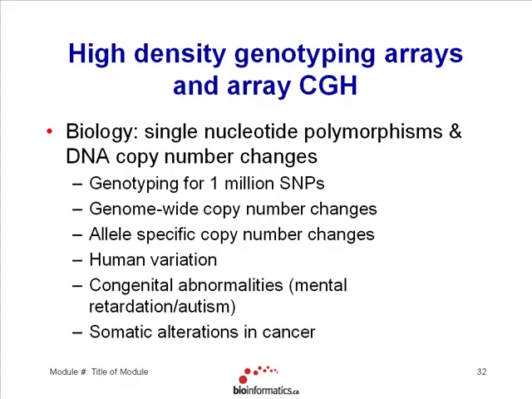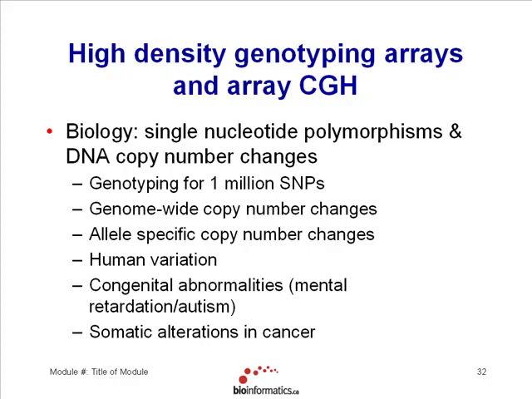DNA copy number changes are a major source of human variation, and actually Dr. Shearer, who's going to give us our talk tomorrow, played a major role in discovering that structural variants in DNA are a major source of human variation. Most of the copy number changes that we'll talk about in the context of this workshop are somatic alterations in tumor genomes, but there are congenital abnormalities whereby people are born with these alterations in their genomes, and that has implications for mental retardation and autism.